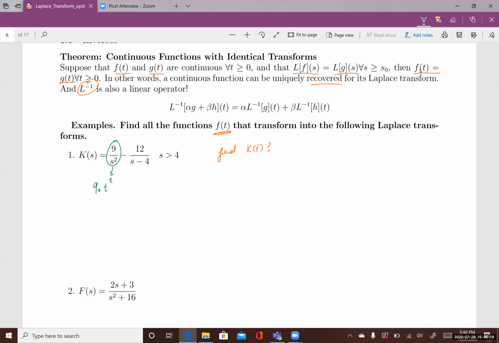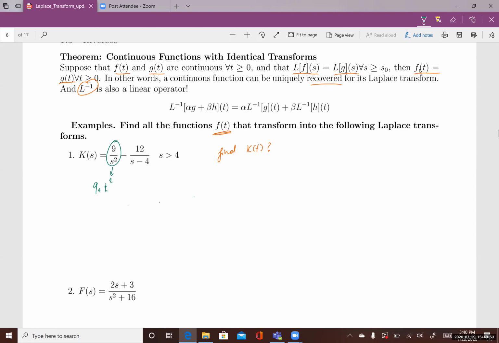So you can recover 9 over s squared as 9 times t to the 1. It is because, remember, if a function f of t equals t, then the Laplace transform equals 1 over s squared. And 1 over s squared is here, and then you multiply by 9, you can just have it here. That's how I think about inverses of Laplace transform. So I recovered these functions.